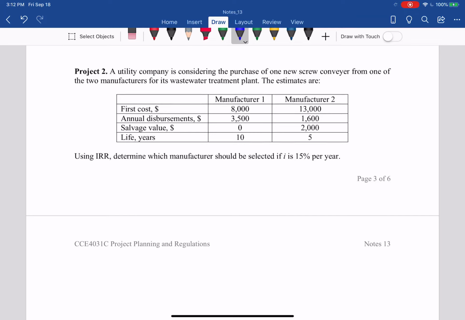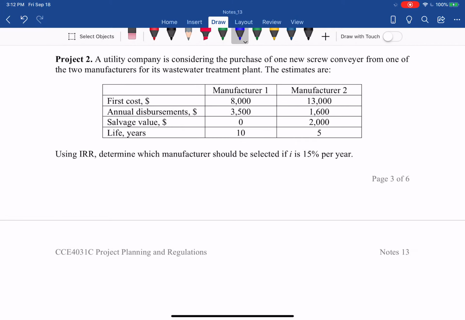Problem 2, internal rate of return lessons. A utility company is considering the purchase of one new screw conveyor from one of the two manufacturers for its wastewater treatment plant. The estimates are for manufacturer 1 and 2. The first cost, initial cost, is $8,000 and $13,000. Annual disbursement is $3,500 for manufacturer 1 and $1,600 for manufacturer 2.